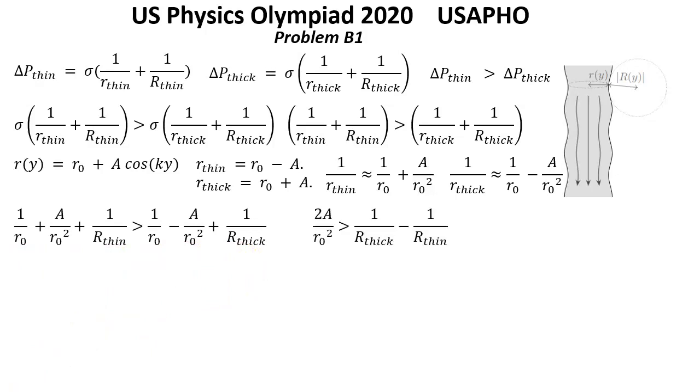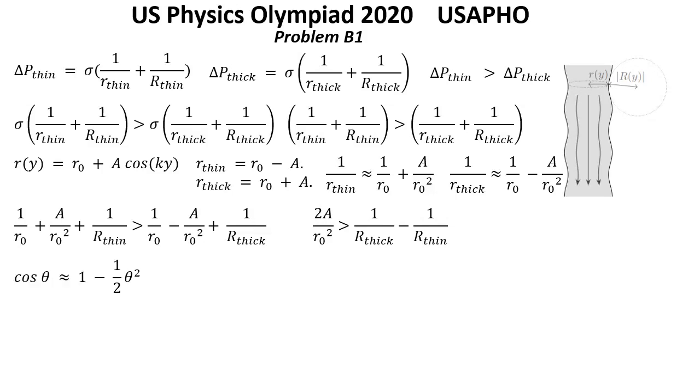Next, we need to determine the radius of curvature, big R, of the sinusoidal function and circle at small deviations from the thickest part of the stream. Recall that for small theta, cosine theta is approximately equal to 1 minus 1/2 theta squared, which means that y sinusoidal, equal to A cosine kx, is approximately this.